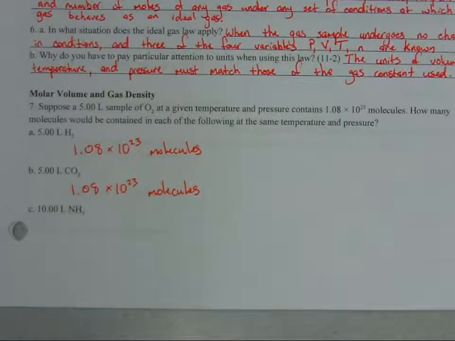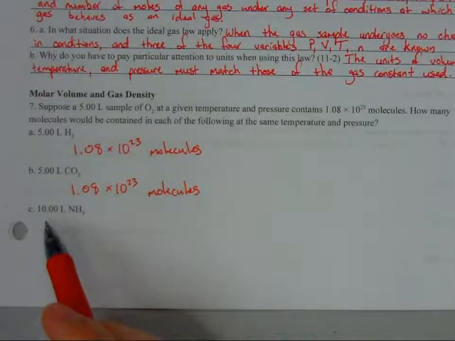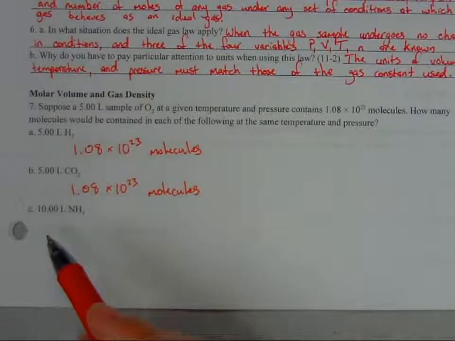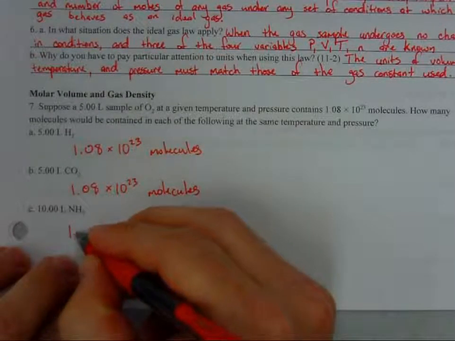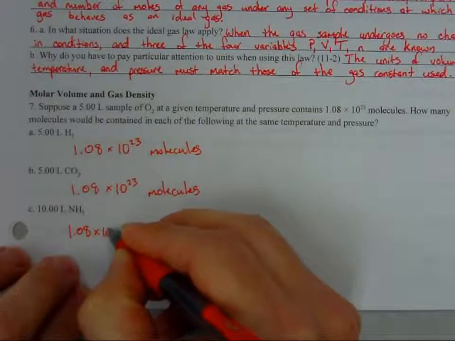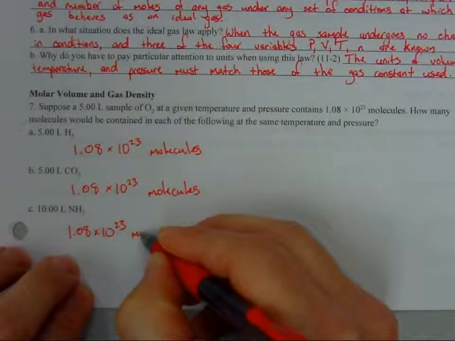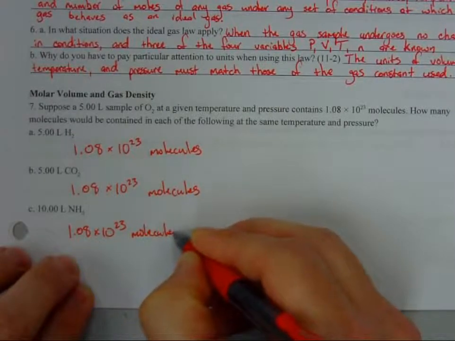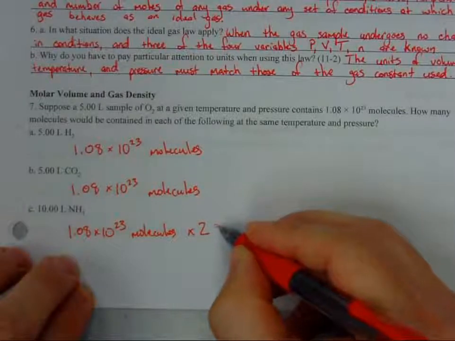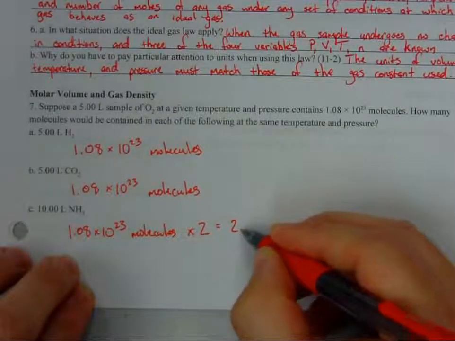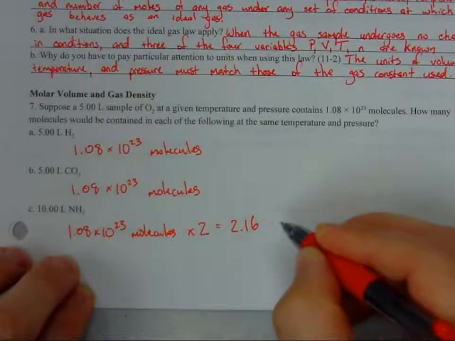Now when we get to C, we see that we don't have the same volume. We actually have double the volume. Oh, if we have double the volume, let's double the number of molecules, right? It is that simple. So we'll go the number of molecules times 2. I can do this in my head because I'm crazy smart like that.